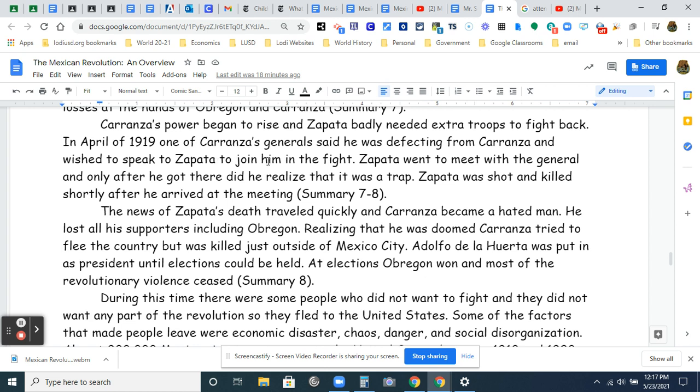In April of 1919, one of Carranza's generals said he was defecting from Carranza and wished to speak to Zapata to join him in the fight. So Zapata went to meet with the general, and only after he got there did he realize that it was a trap. Zapata was shot and killed shortly after he arrived at the meeting.